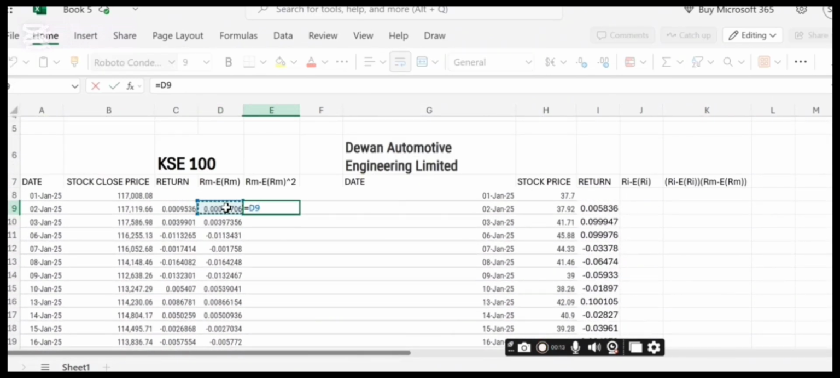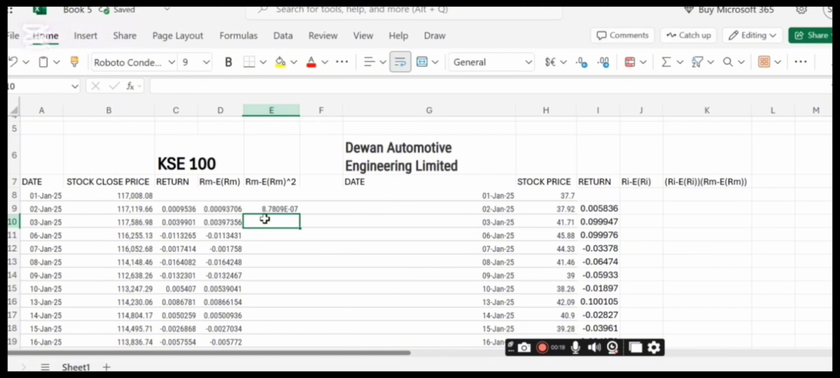Market return minus expected return to the power 2. We simply take the power of 2 of our previous answer, and then we drag all the formula down the whole column.